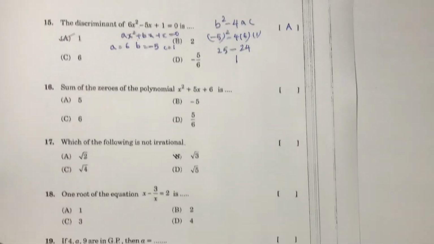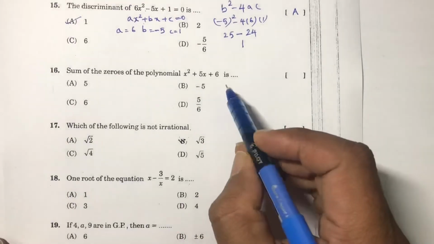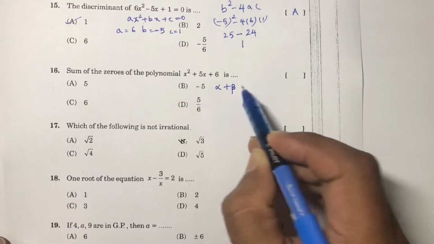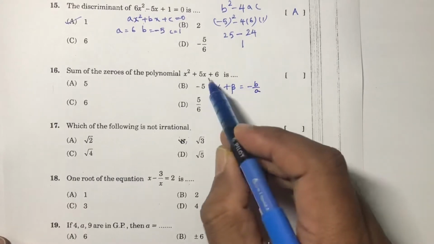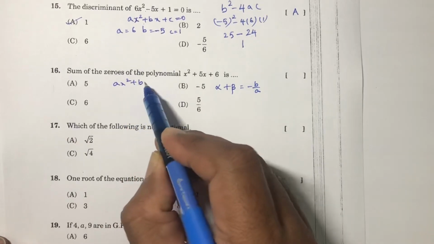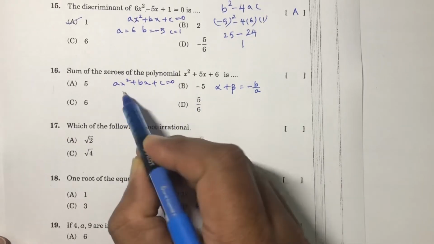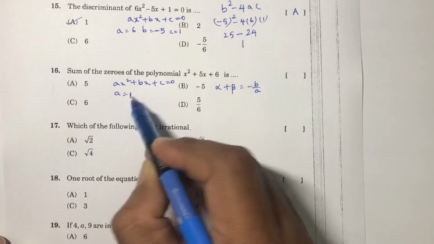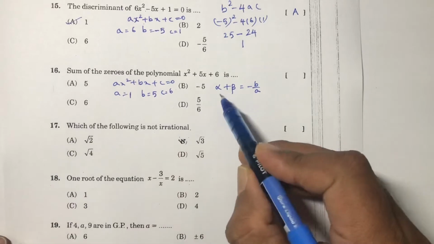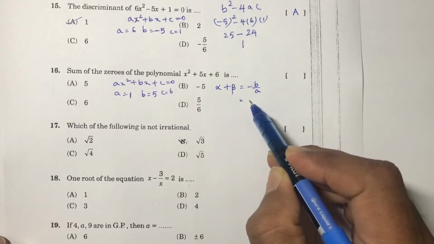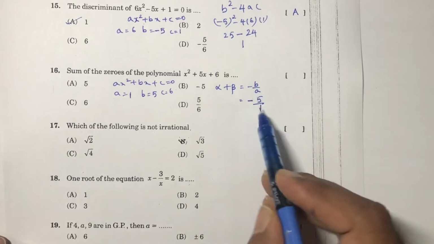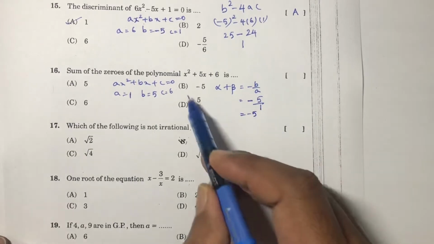Sum of the zeros of a polynomial. It is a quadratic polynomial, so the sum of the zeros is alpha plus beta, which is minus b by a. Comparing with the standard equation ax square plus bx plus c, a is 1, b is 5 and c is 6. The sum of the zeros is minus b by a, so minus 5 by 1. So the answer is minus 5. The correct option is B.